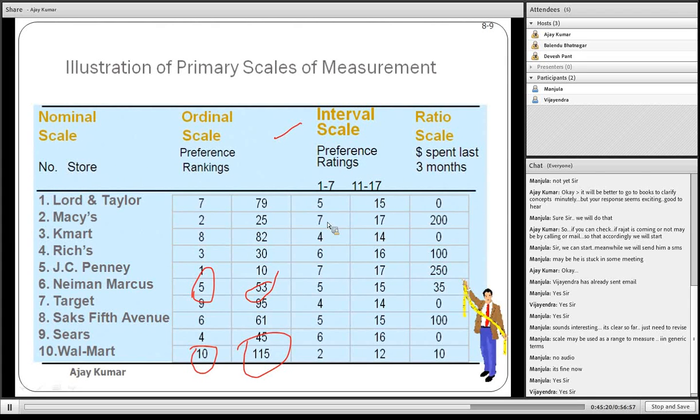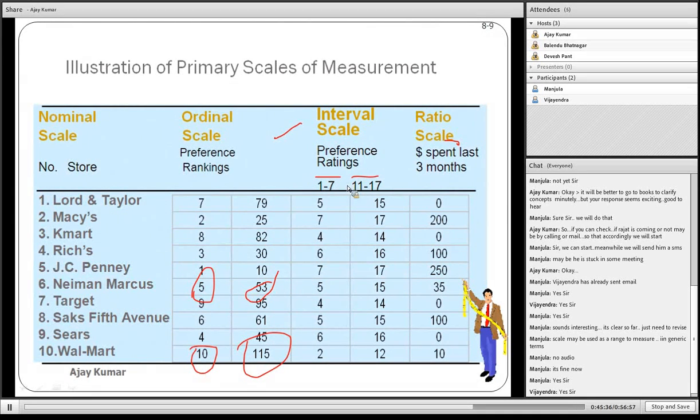And here is a preferential scale, 1 to 7 and 11 to 17. Now in these both scales, you see that the difference would be the same, so 2 minus 1 would be 1, 3 minus 2 would be 1.